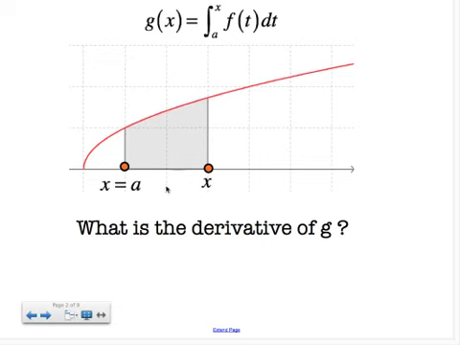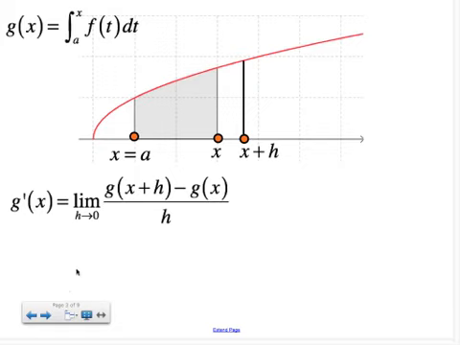Because derivatives tell me lots of things about the function g. When does g increase and decrease? When is g concave up and concave down, etc., etc.? So that's a good question to be asking. So when we have no idea what the derivative rule is, we have to go back to the definition.